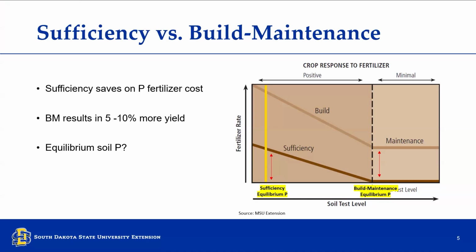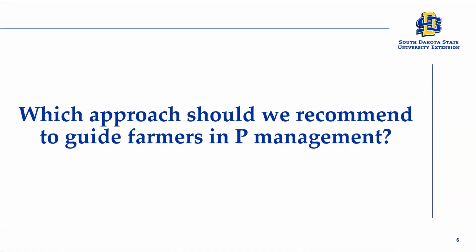So over the long run, there's a difference in yield, but the cost is going to be the same. But in the short run, cost is going to matter. Yield makes a little difference, but cost is larger, so sufficiency is more economically profitable in the short run. So my research question is which way is better for farmers from a phosphorus management perspective.